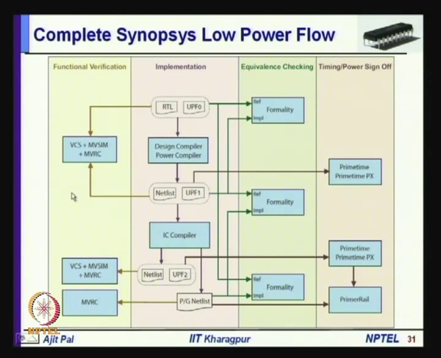And this is the last slide that gives you the complete Synopsys low power design flow. So, you can see starting with functional verification, which can be done with MVSIM and MVRC, then the implementation, which can be done with the help of Design Compiler, Power Compiler and IC Compiler. Complete design can be done along with low power intent. Then you can do equivalence checking with the help of Formality at various levels of design hierarchy. Then finally, timing and power sign off you can do with the help of PrimeTime PX and PrimeRail, and that is also done at different levels of design hierarchy.